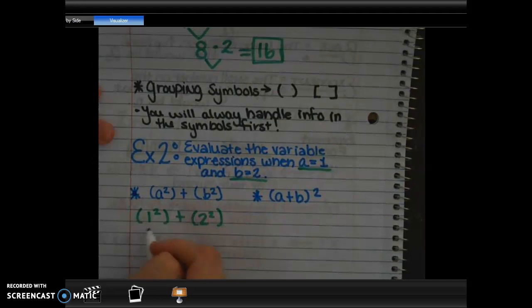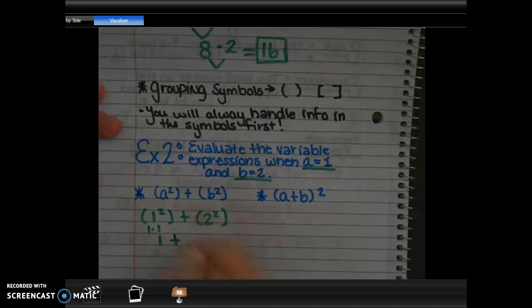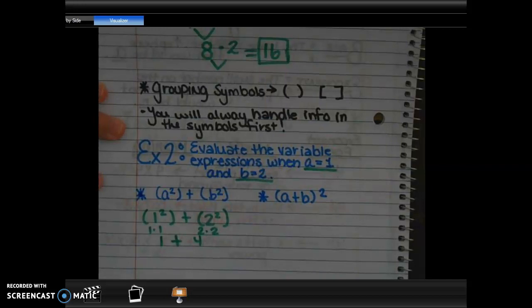So 1 squared means 1 times 1, which is just 1. Once you do what's inside the parentheses, you can drop them. You don't have to write them anymore. Plus 2 squared, which is going to be 2 times 2, which is 4. Now just do whatever's left mathematically. So we have 1 plus 4, which is 5. And that would be your final answer.